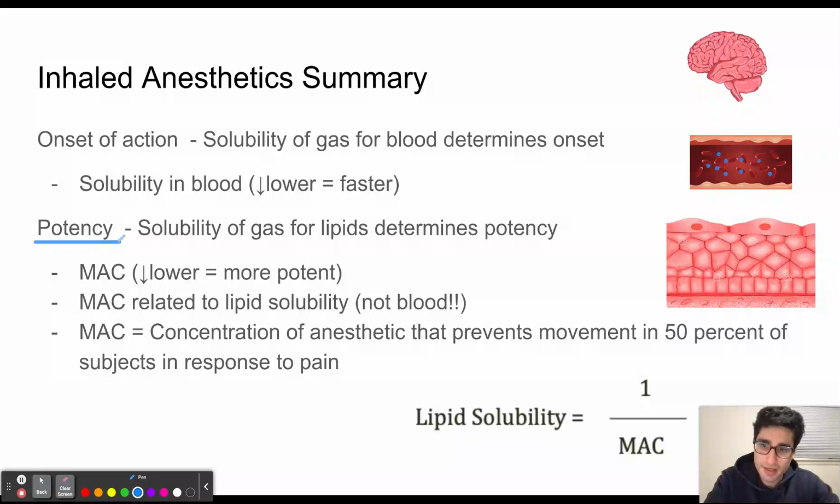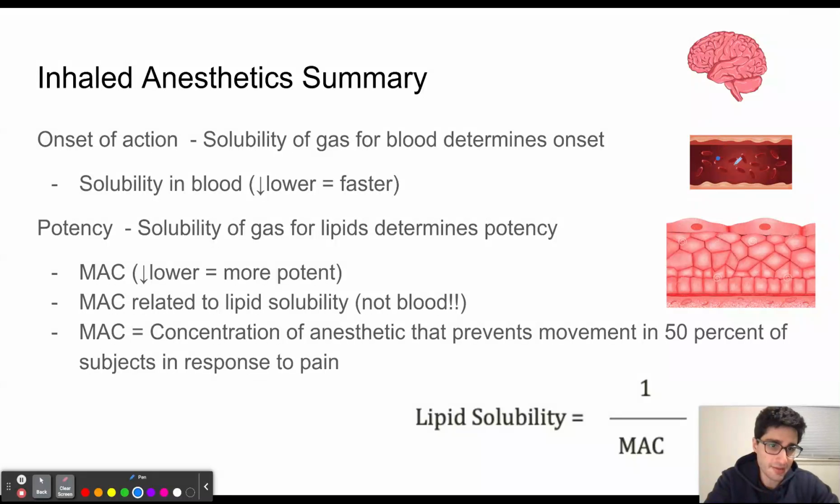Now, the potency of an anesthetic is going to be determined by the solubility of the gas for lipids. Okay, so what this means is that if the anesthetic is lipid soluble, then it can quickly cross the blood-brain barrier to reach the brain and produce the given effects of the drug. So we would need less concentrations of the drug to produce the given effect.